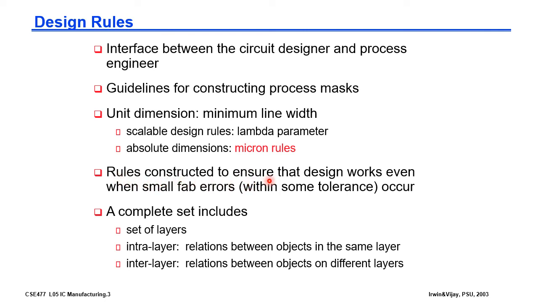Rules are constructed to ensure that the design works even when small fab errors, with some tolerance, occur. And we have a complete rule set, which is the set of layers, intra-layers. Intra-layer is the relation between objects in the same layer, and interlayer is the relation between objects on different layers.